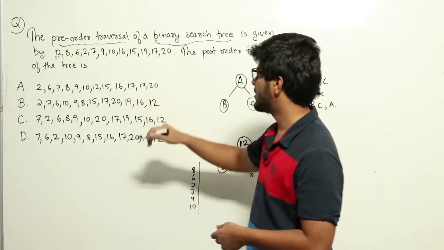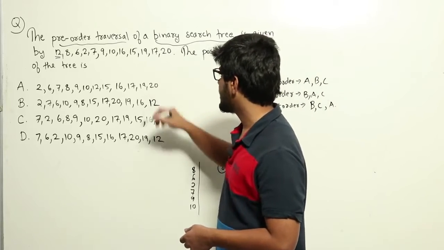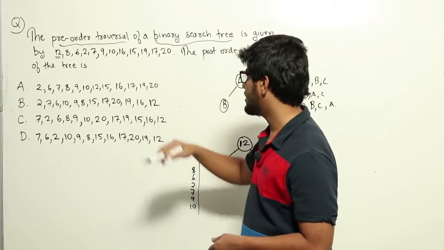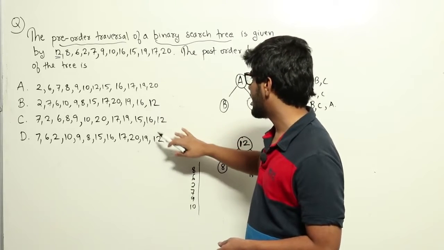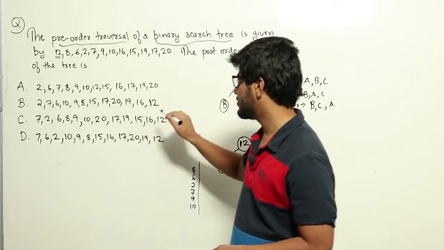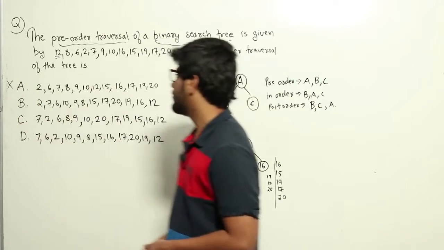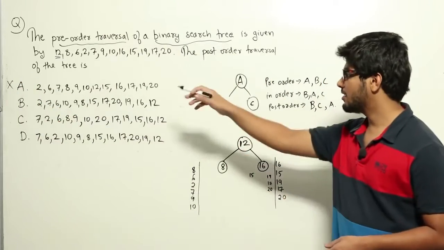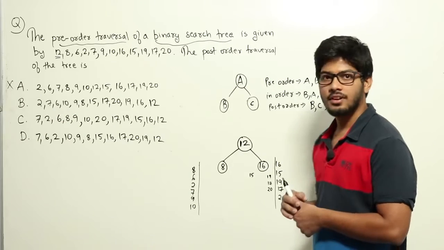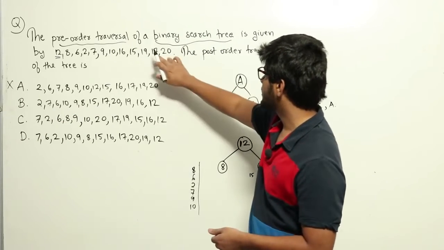But if you look at the options, A is saying 20 is the last number printed. So clearly A is wrong. Only B, C and D are printing 12 at the last. So we can eliminate option A. We only need to look at options B, C and D now. Now we look at the second information given in the question.